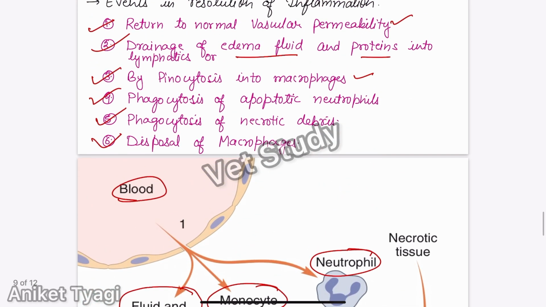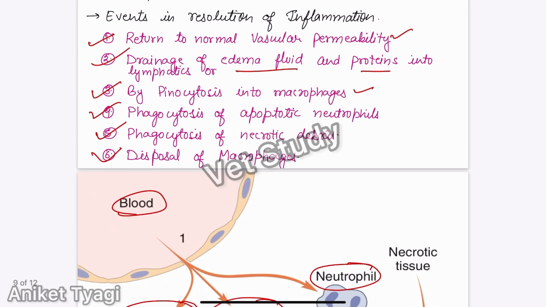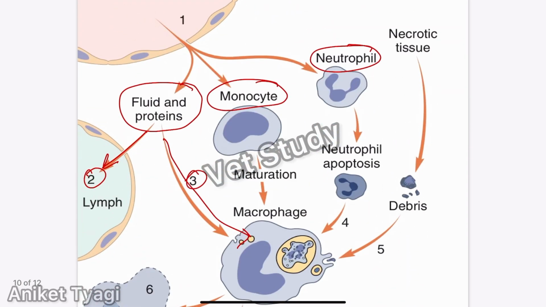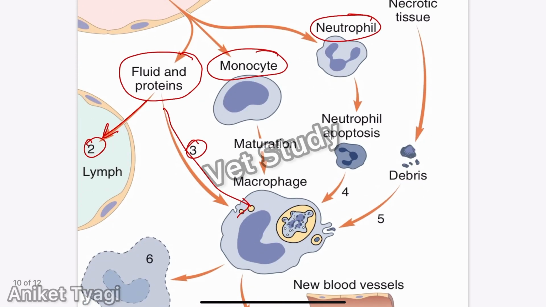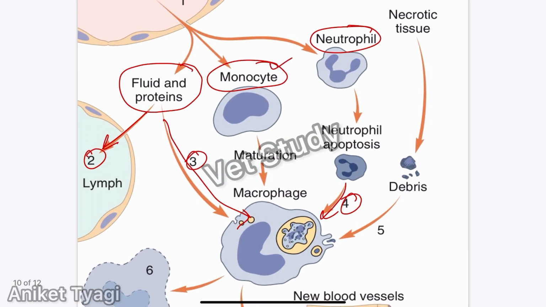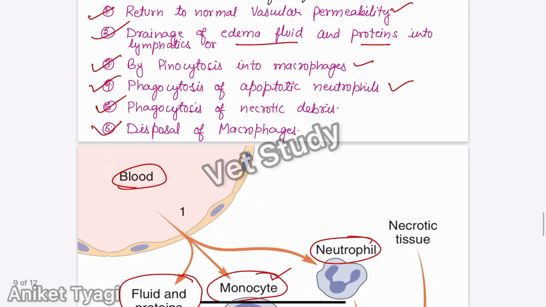Okay, after this we have fourth step, that is phagocytosis of apoptotic neutrophils. When this neutrophil phagocytizes the inciting agent, this neutrophil is again phagocytized by the macrophages. This is the fourth step, right? And these monocytes mature and convert into the macrophages, as we all know.